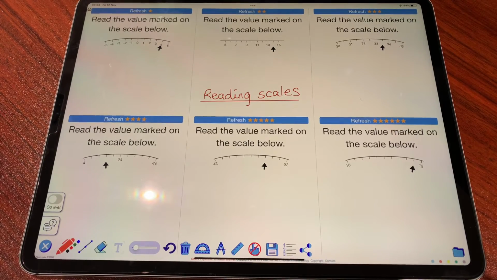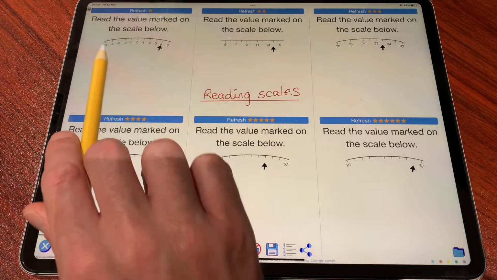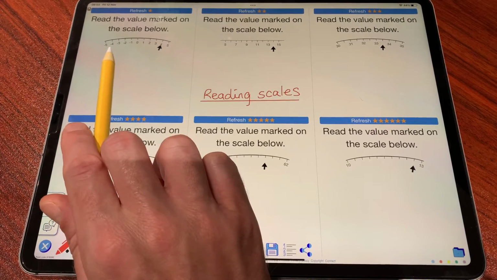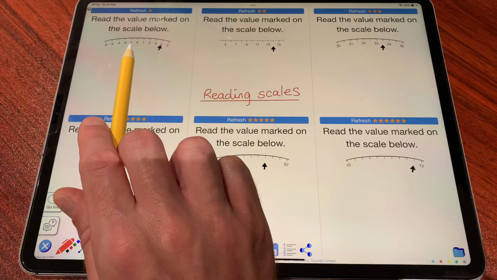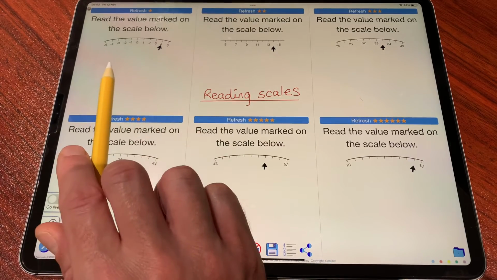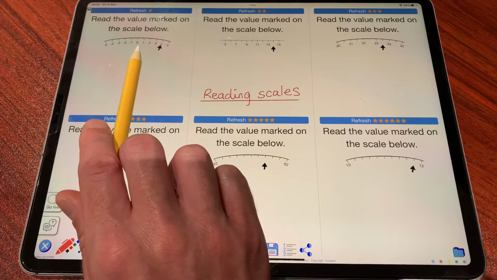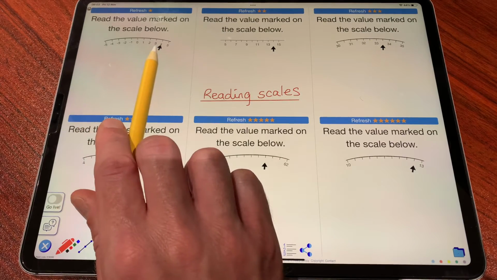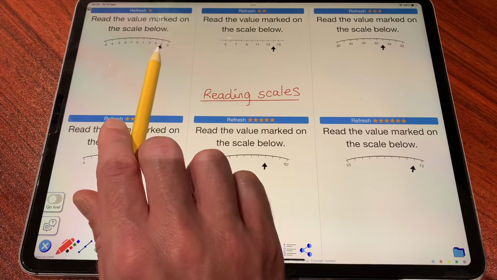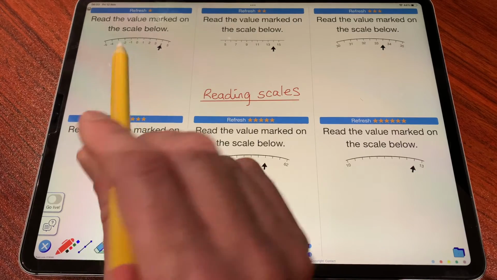In this video, we're going to be looking at how we can read a scale. Now, I've got 6 different examples here. Looking at number 1, we can see that every single number represents a mark on my scale. It also increments by 1. So 1, 2, 3, 4 is represented on this diagram.